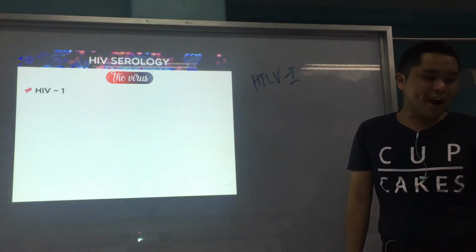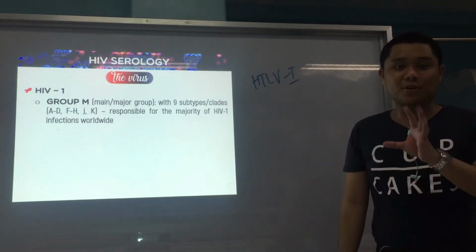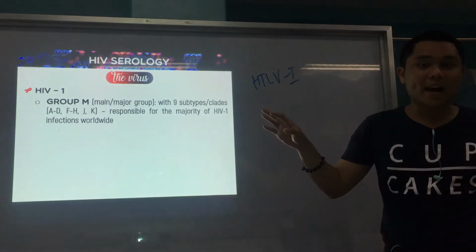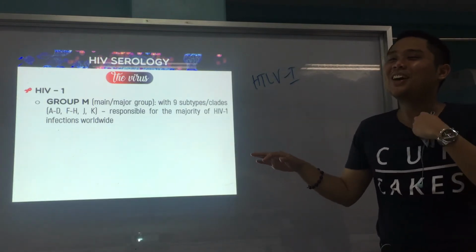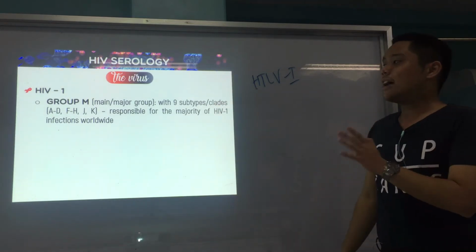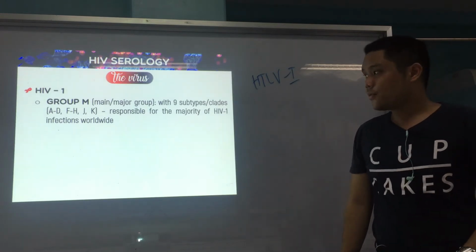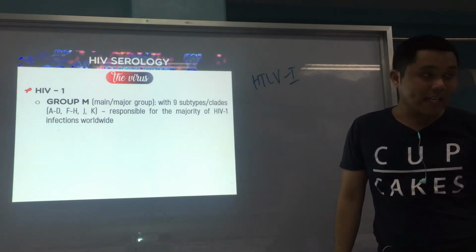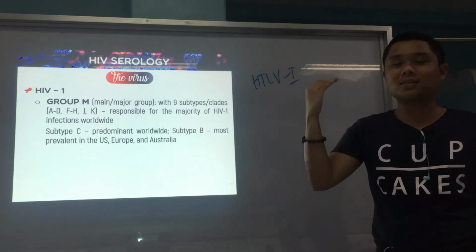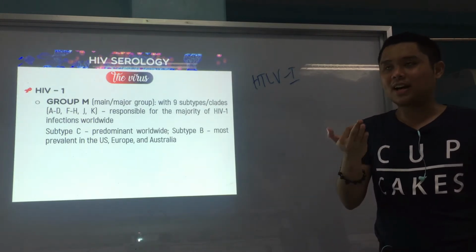Now for the virus HIV1, again, you have major groups. First is the group M. By the name itself, it's the group main or major. It has 9 subtypes or clades, from A to D, F to H, J, and K. So it's responsible for the majority of HIV1 infections worldwide. And aside from that, subtype C is predominant worldwide, whereas subtype B is predominant in the US, in Europe, and Africa, Australia.